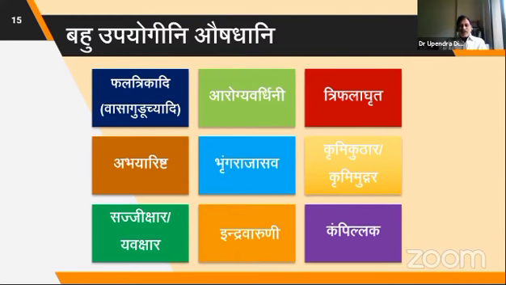Now, in many patients, krimi are associated with malavibandha. It may be vice versa, that either krimi are there and that's why the patient is having vibandha, or the patient was having vibandha and that's why mala are getting accumulated in the body for a longer time, and that's why krimi are produced.